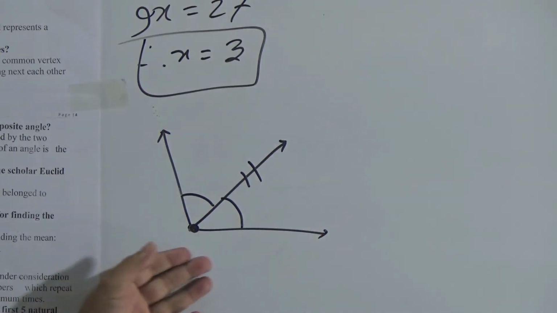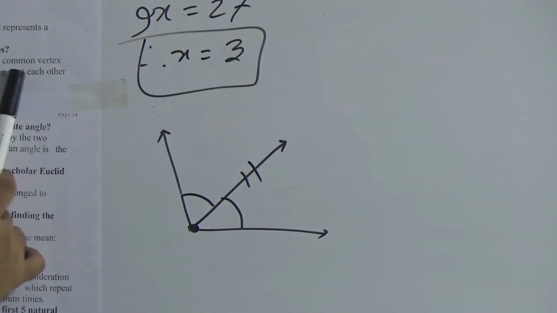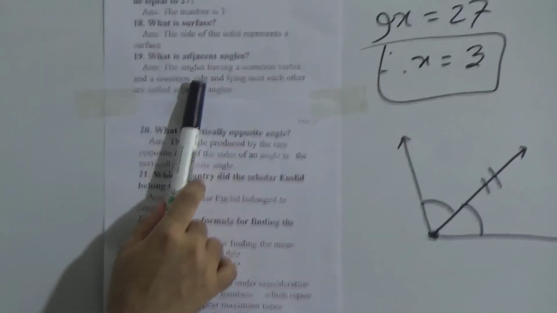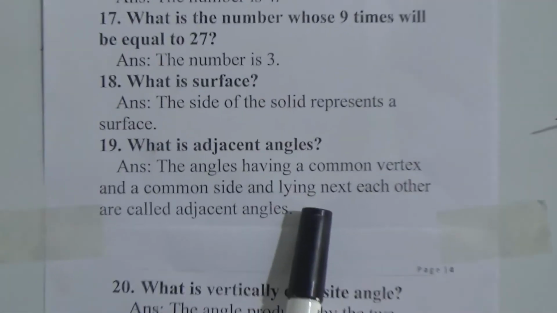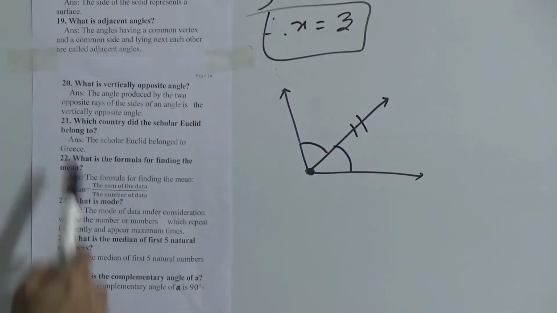This type of angle is known as adjacent angle. For this, the definition is written as: the angles having a common vertex and a common side and lying next to each other are called adjacent angles. So these two angles are adjacent to each other.